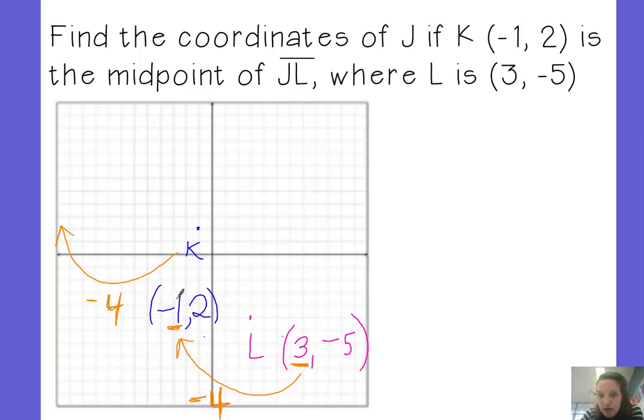So if the X coordinate of point K is -1 and I subtract 4 from it, I'm moving 4 spaces to the left, that's going to put me at -5, an X coordinate of -5.